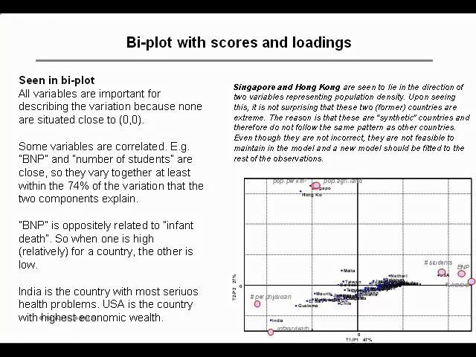We can also see, for example, for the samples, that India is located in the lower left part, and that means that they have the most serious health problems, whereas USA is the country that has the highest economical factors.